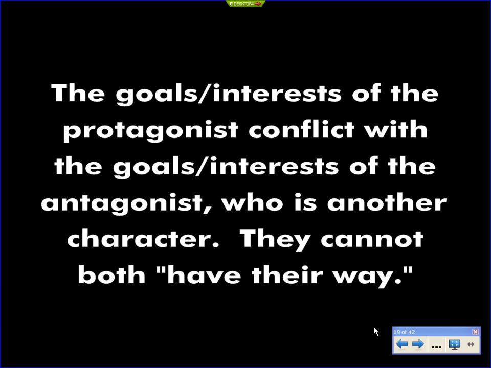In The Most Dangerous Game, what is Rainsford's interest? What does he want? To leave. He wants to get off the island. Furthermore, he wants to get off the island alive, right? So he wants to live and he wants to escape the island. What is Zaroff's interest? Yeah, Josiah. Killing him. But in this particular story, killing Rainsford.